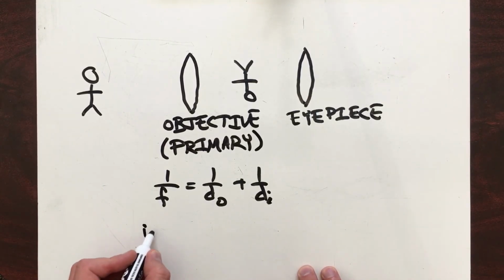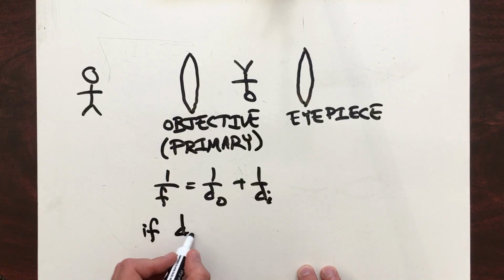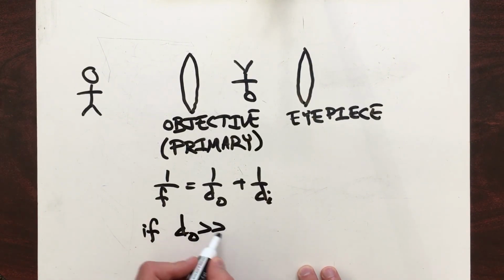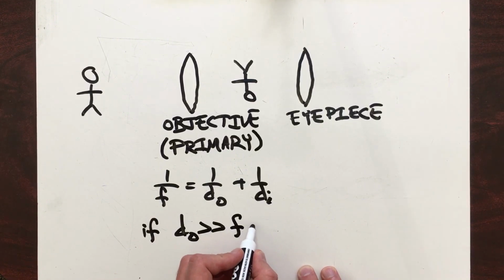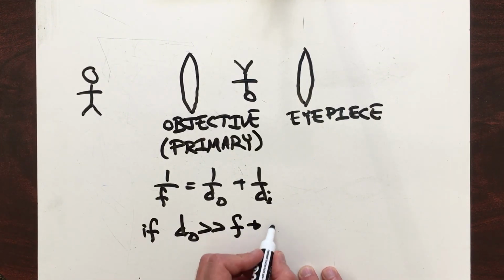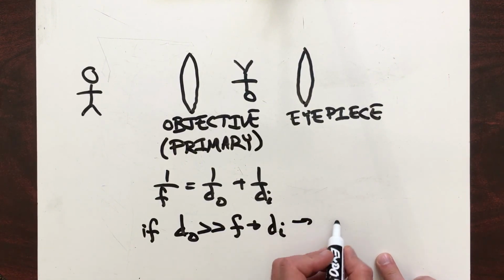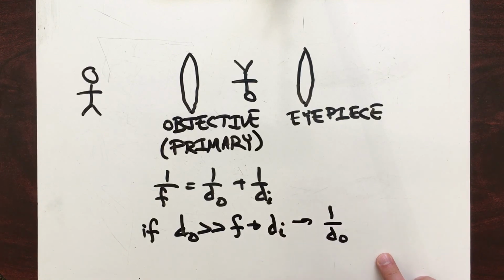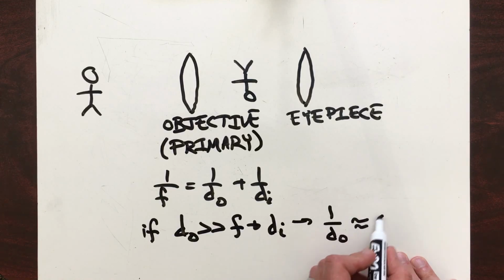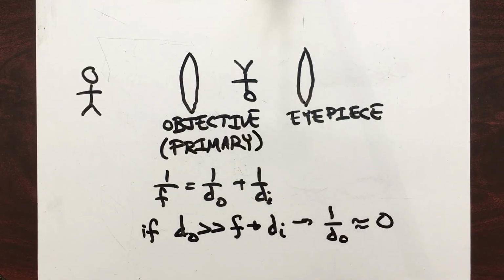So if the object distance is much greater than the focal length, and as a consequence, it's going to be bigger than di, the image distance, automatically, and you'll see why. But if that's the case, then what happens? That means that 1 over do is going to be negligible. And so we can set this equal to 0. It, of course, might not be 0 exactly. We're just saying that it's pretty darn close to 0, enough to be negligible.